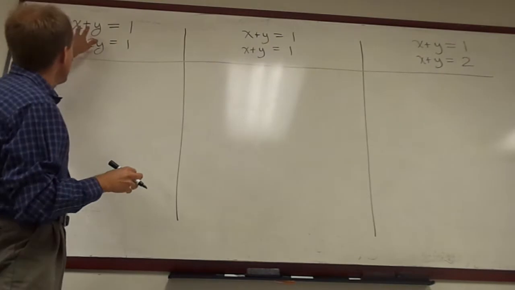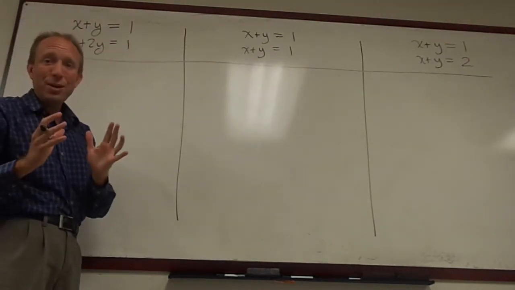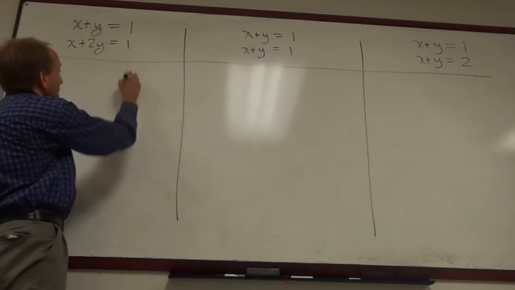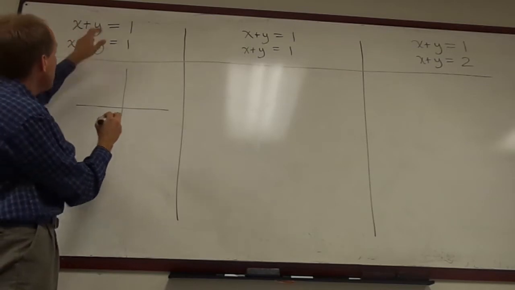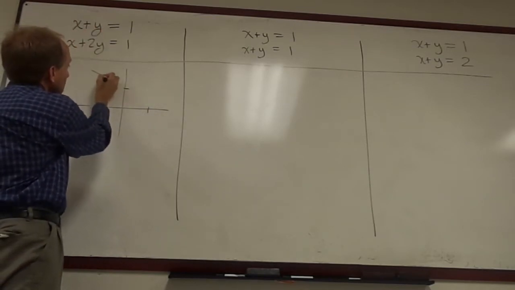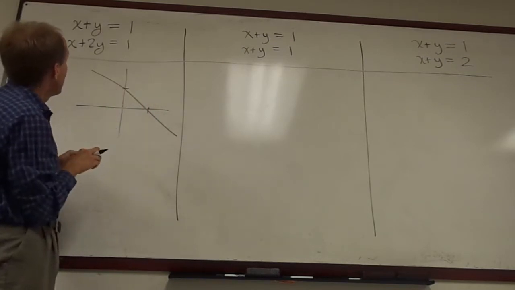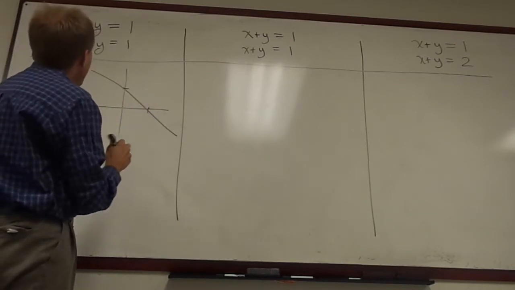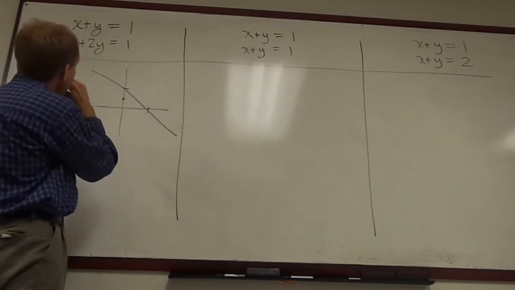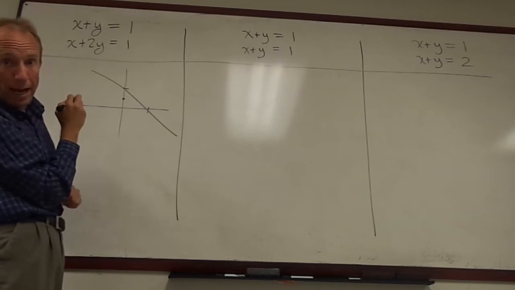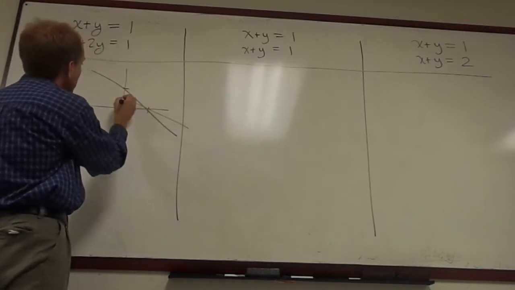The first one is x plus y equals 1 and x plus 2y equals 1. That's just the equations of two lines, and we could actually draw those lines if we wanted to visualize what's happening. So x plus y equals 1 would be a line something like that. It goes through (1, 0), and it goes through (0, 1). On the other hand, the line x plus 2y equals 1 goes through (0, 1/2) and also through (1, 0), so it's the line that looks like that.